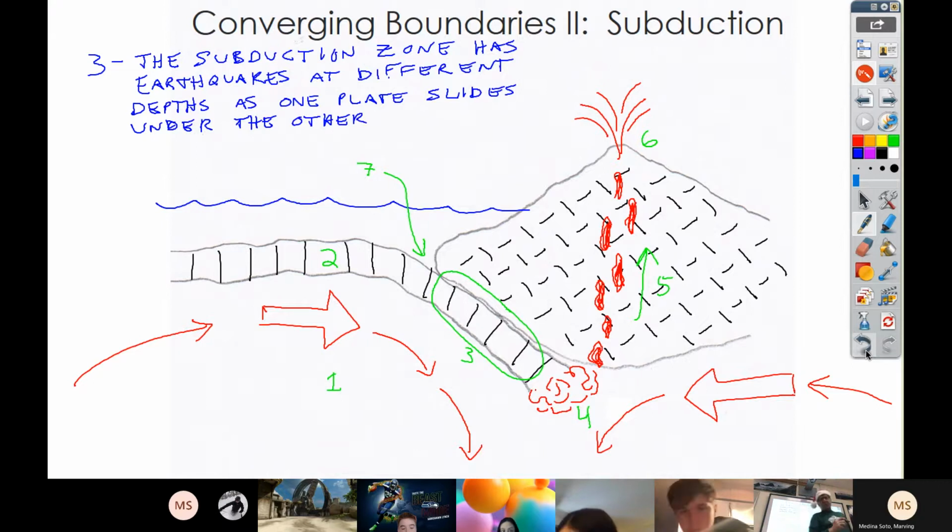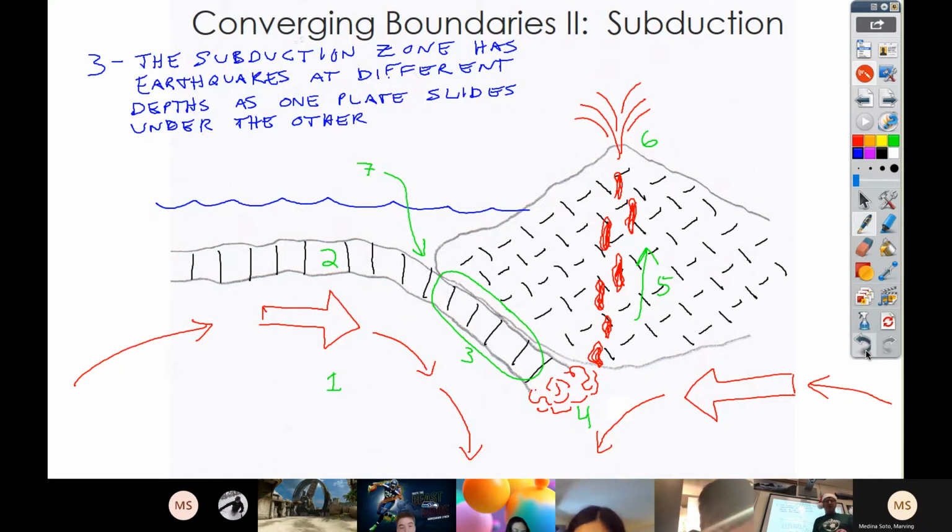And as you can imagine, as one plate is sliding along underneath another, it's grinding along and they're uneven surfaces. There's these jagged projections that stick out, and sometimes they stick together, and the pressure builds up. And then when the pressure releases, we're going to have a big earthquake.